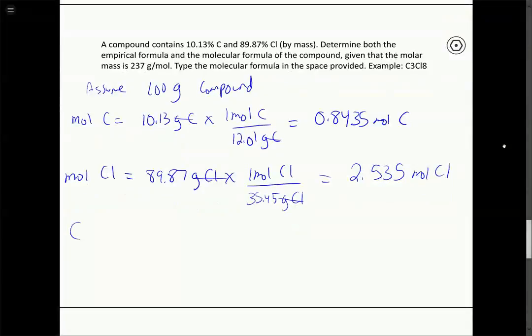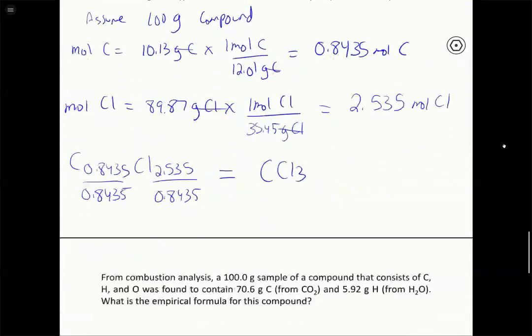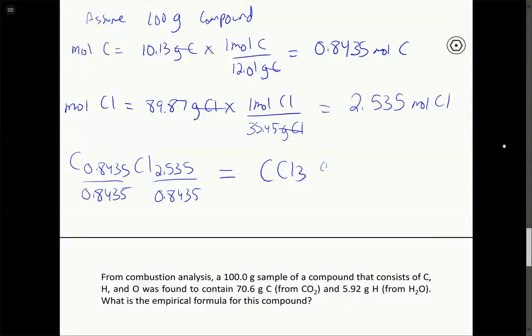And then finally, to find the empirical formula, we have to find the lowest ratio of those two. So C 0.8435, Cl 2.535. Neither of those are very close to a whole number, so we're going to divide both by the smaller of the two. And so when we divide those, we get C, and then we get Cl 3. And it works out pretty much exactly to a whole number, so we don't have to do any additional operations. Remember, we don't want to do a lot of rounding for these. But this comes out exactly as CCl3, and then the empirical mass is what we next need.